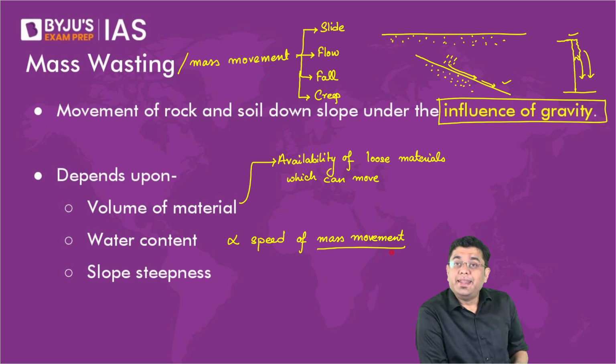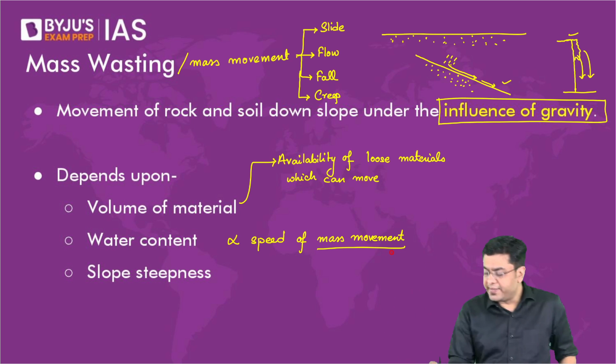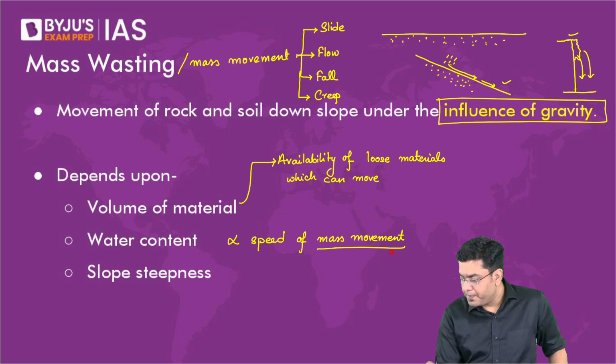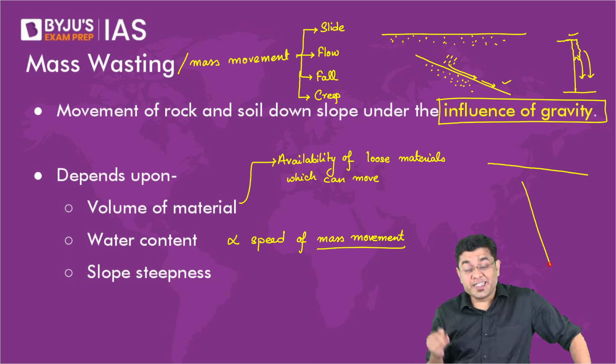Okay. Then you have the steepness of the slope. Greater the steepness of the slope. When we say steepness of the slope, what do we mean by that? This is referred to as a gentle slope. This is referred to as a steep slope. So if the slope is very, very steep, what will happen to the speed of mass movement? Speed will always be greater, isn't it?